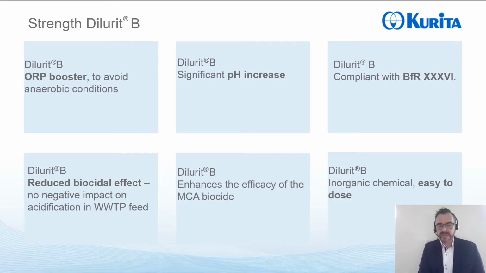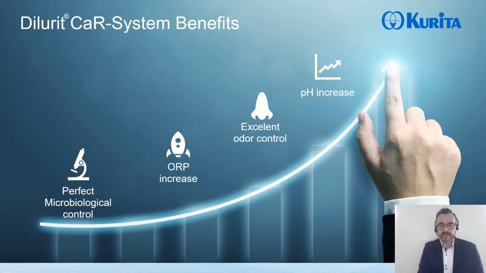Delerate B itself increases ORP and pH immediately and is also compliant with BfR 36. This is a simple chemical which is easy to dose and increases the performance of our MCA system. To summarize, what are the benefits of our system? We have very good, perfect microbiological control. We are increasing ORP, we are increasing pH with the system, and we avoid any issues of odors if it's used well.